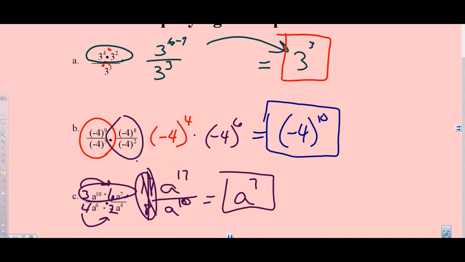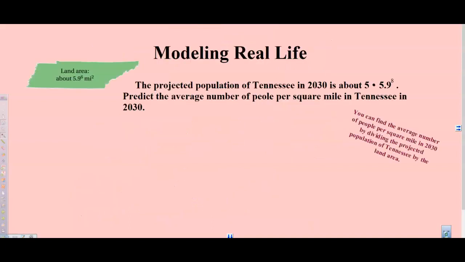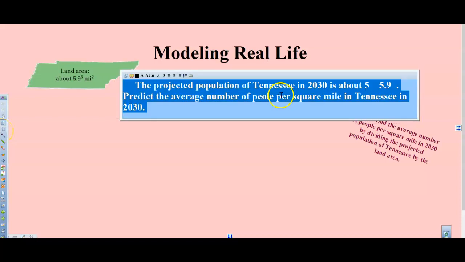Okay. All right. Let's take a look at how this works in a real world setting. So modeling real life with this. In this example, we have a projected population of Tennessee for the year 2030 to be about 5 times 5.9 to the 8th power. And our job is to predict the average number of people, whoops, yes, we can spell, hold on.